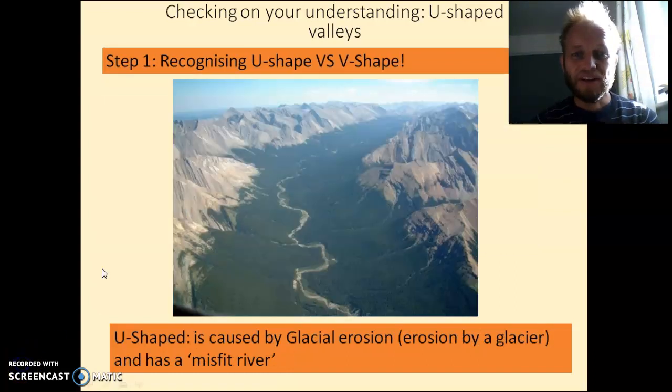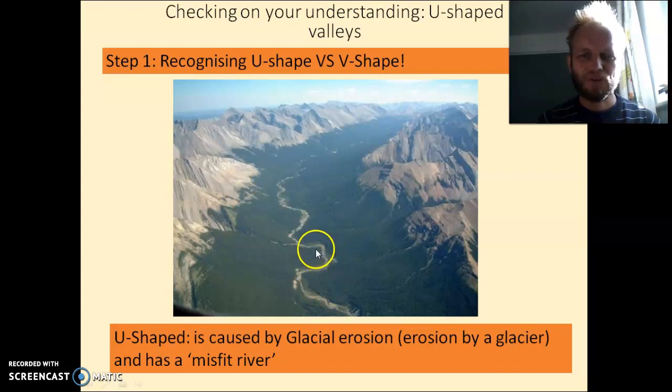A U-shaped valley is different. A U-shaped valley is caused by glacial erosion, so a massive glacier going through this landscape. And you can see that it's much wider and much deeper, and it also has a misfit river at the bottom. That river is far too small to have caused this massive valley, and so we know that it's been shaped by a glacier, and it's a U-shaped valley.